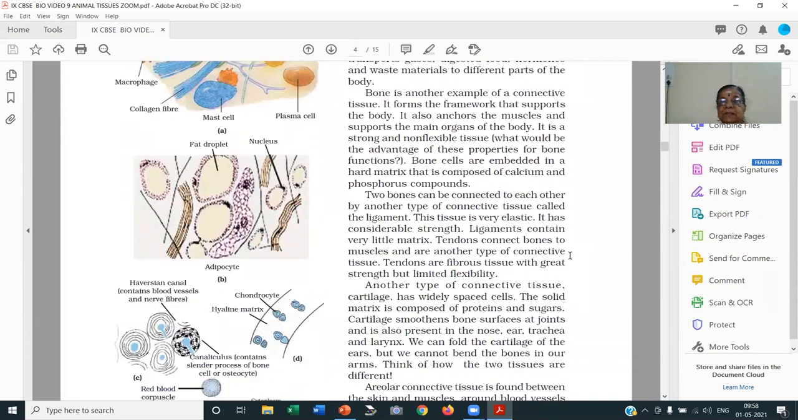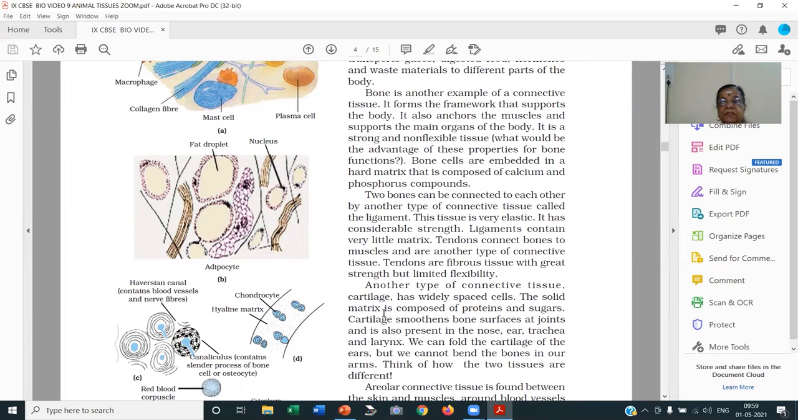Then two bones can be connected to each other by another type of connective tissue called ligament. Supporting connective tissues are actually bone and cartilage. Dense connective tissues are the tendon and ligament. I hope you follow. So first bone, then cartilage is over.